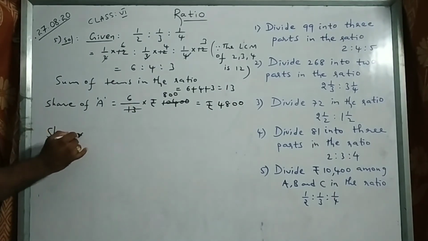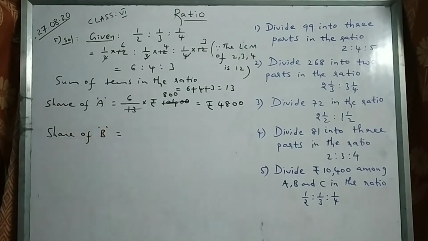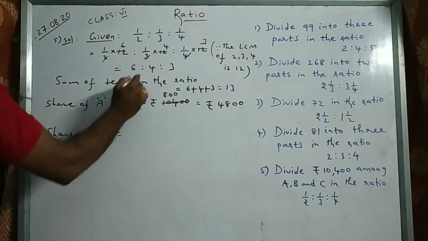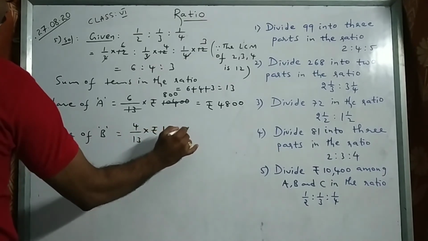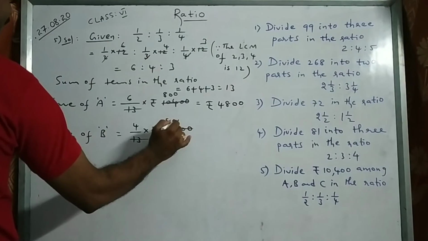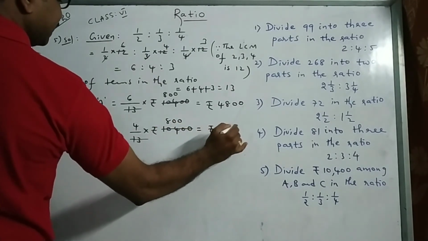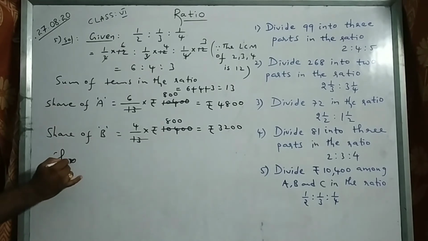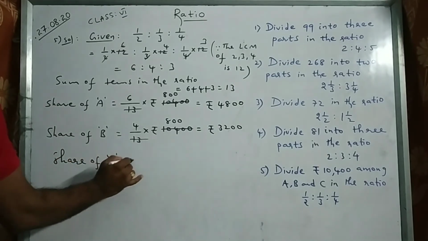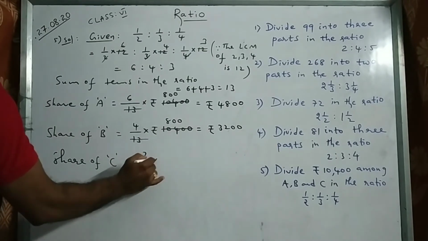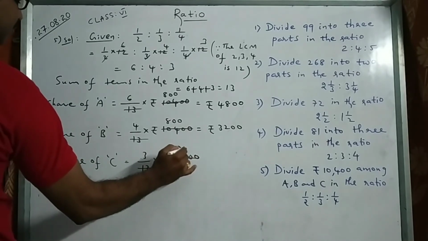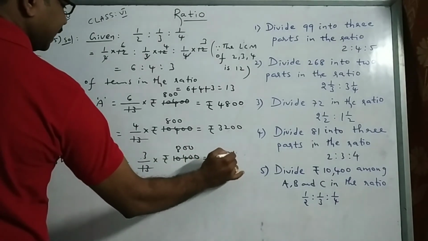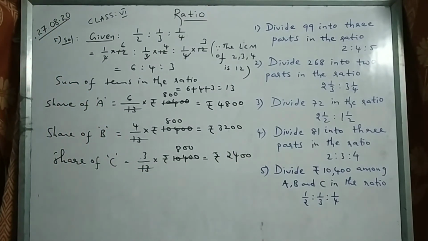Now share of B. How much B gets here? How much B is going to get? B parts how many we have? 4 upon 13 into rupees 10,400. So 13 8s are, 4 8s are 32. So 3200. Share of B is over, share of C. C parts how many? 3 by 13 into rupees 10,400. So 13 8s are. Is that clear? 3 8s are 24. 2400.